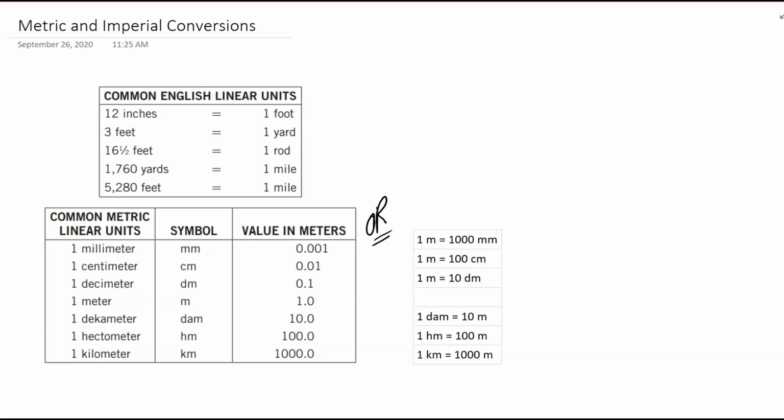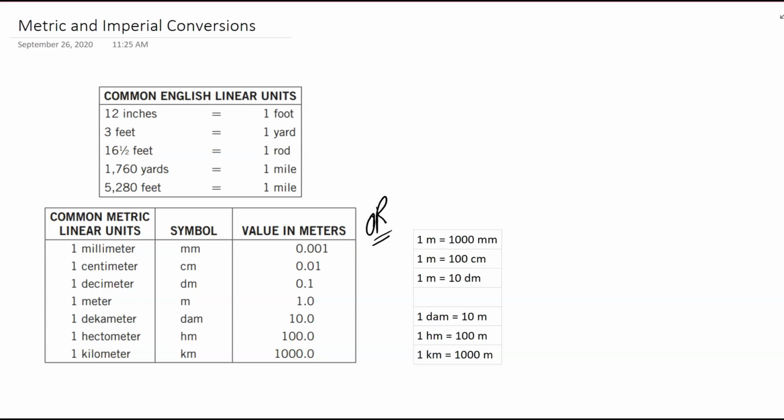In this video, we're going to take a look at making some measurement conversions. And we need to be able to make measurement conversions between imperial and imperial units, metric and metric units, and between imperial and metric units. So we're going to look at some different examples.